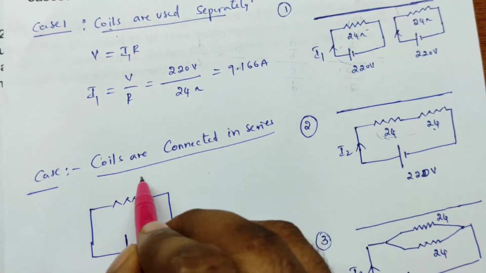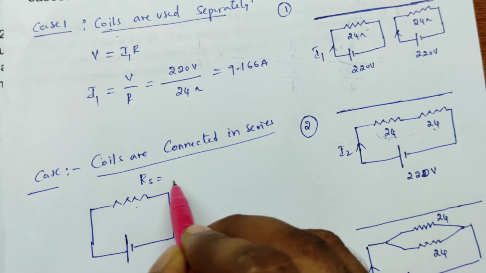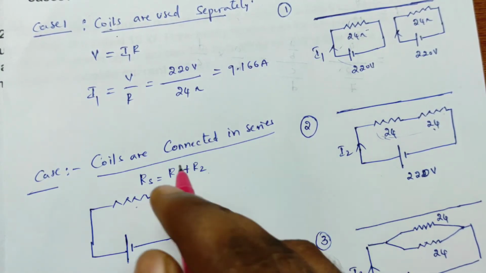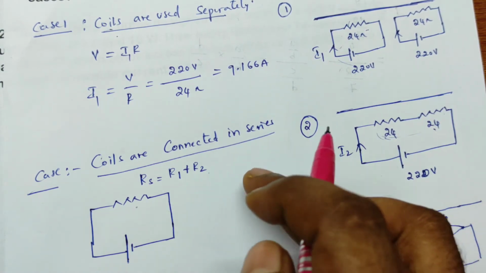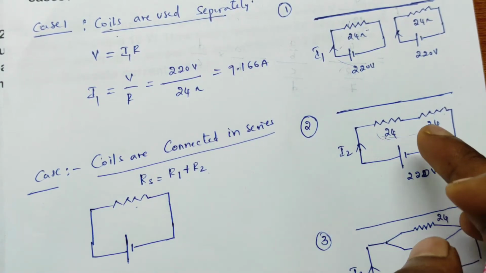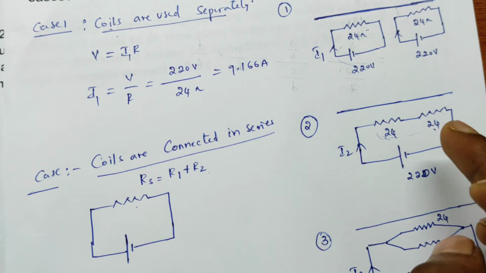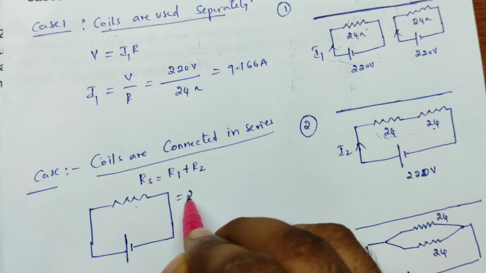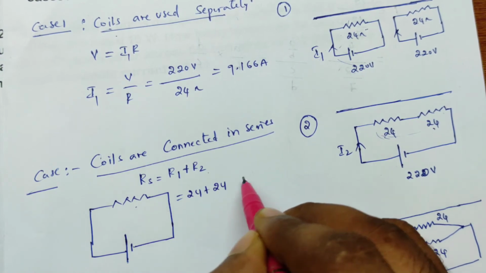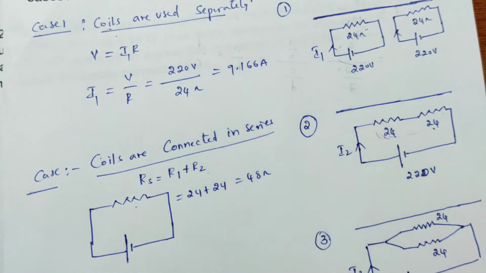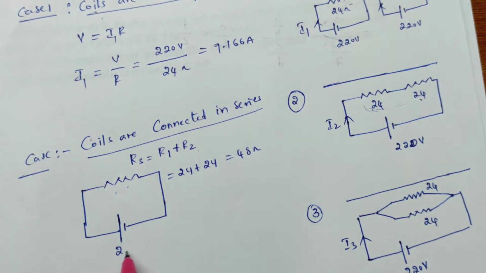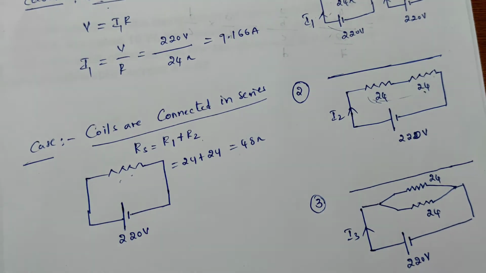How can we draw the equivalent resistance? R series is equal to simply adding the resistances, R1 plus R2. We can add like that, R1 plus R2 plus R3, depending on how many resistances there are. Here two resistances are there. So R1 is 24, R2 is 24, 24 plus 24 is equal to 48 ohms. So we got 48 ohms, and we know the voltage is 220 volts, and we need to find I2.